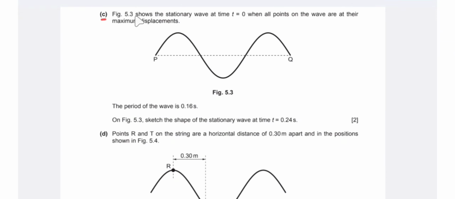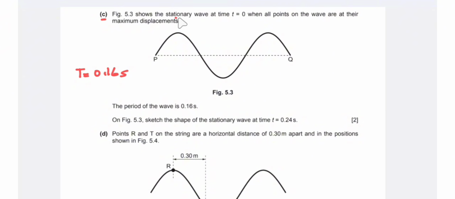For part C, figure 5.3 shows the stationary wave at time t equals 0 when all the points on the wave are at their maximum displacement. The period of the wave is 0.16 second. On figure 5.3, sketch the shape of the stationary wave at time t equals 0.24 seconds. So what is the sketch of the wave at 0.24 seconds?